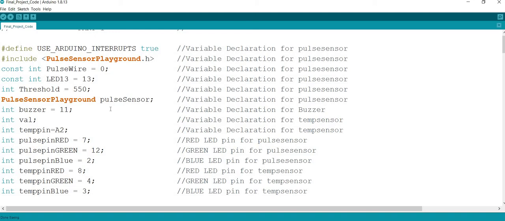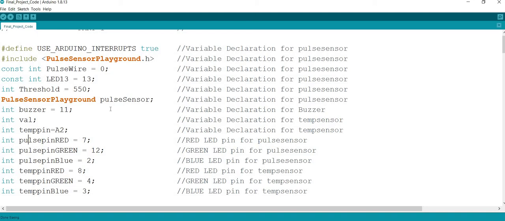So basically we are using 6 LEDs, 3 for each sensor. How they work is, if one of the parameters recorded by a sensor is out of range, for example, if I'm measuring my temperature and it's higher than what it's supposed to be, then on the 3 LEDs that are being used for the temperature sensor, one of them will be red, one of them will be green, and one of them will be blue. The same goes for the heartbeat sensor. If my temperature is higher than what it's supposed to be, it will make the red LED glow. If it is within the normal range, it will make the green LED glow, and if it is below the normal range, it will make the blue LED glow.